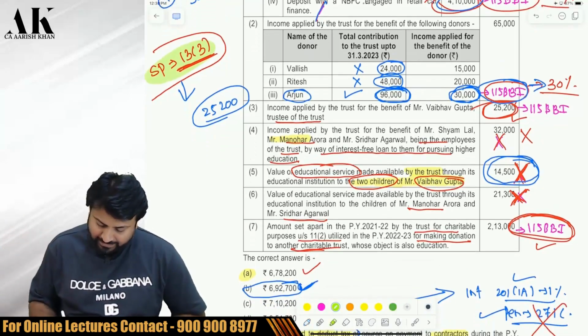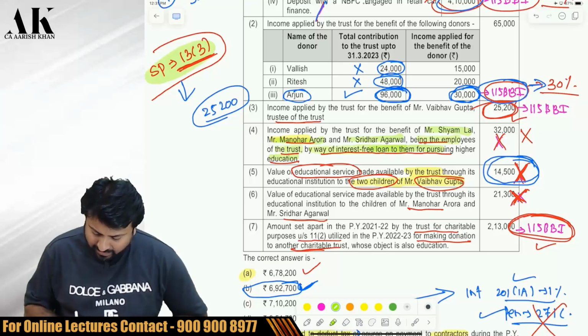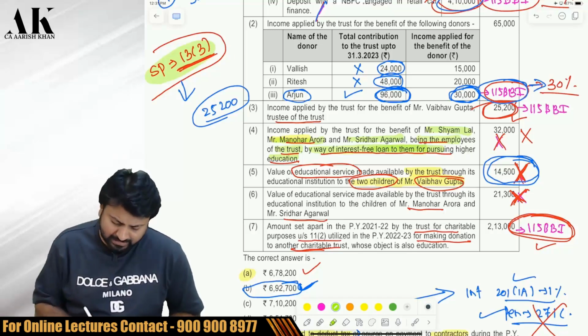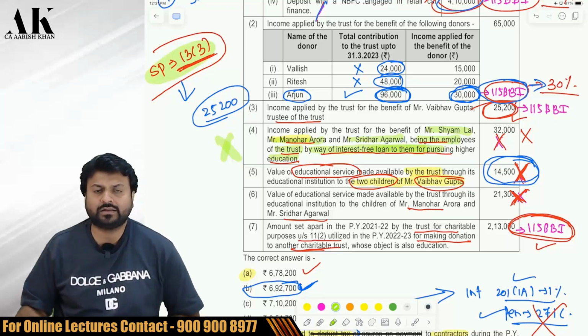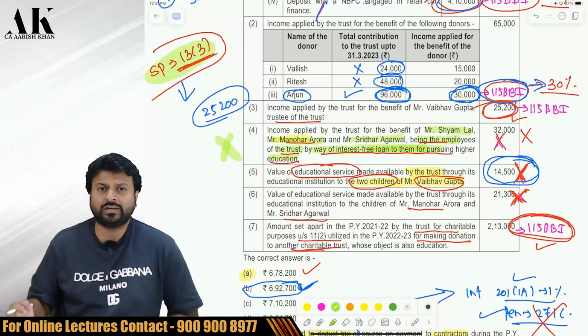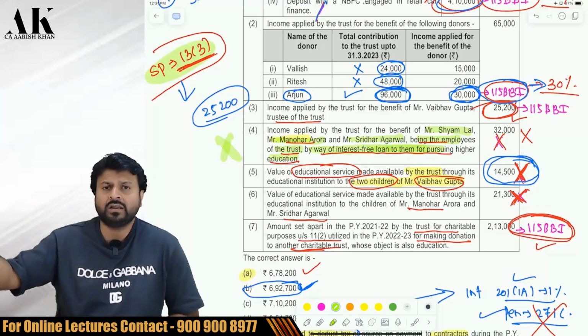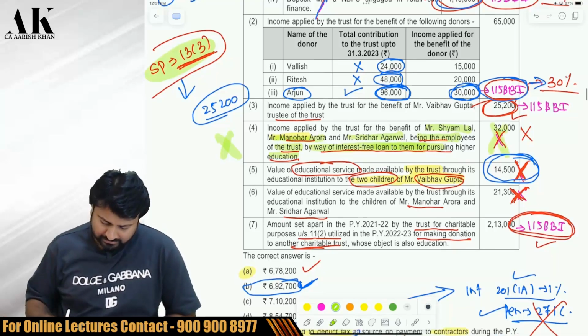Next, you are incurring expenses. You are giving some interest-free loans for pursuing higher education. To whom? Income applied by trust for the benefit of Mr. Shamlar, Mr. Manohar Arora, Mr. Sridhar Agarwal, being the employees of the trust by way of interest-free loan. So, are employees of the trust covered in specified person? The answer is no. The employees of the trust are not covered in specified person. You can go and check the definition of specified person covered in section 13.3. Therefore, if that is not covered, you can give interest-free loans without any hesitation to the employees. And that will not be covered in what? 115 BBI.